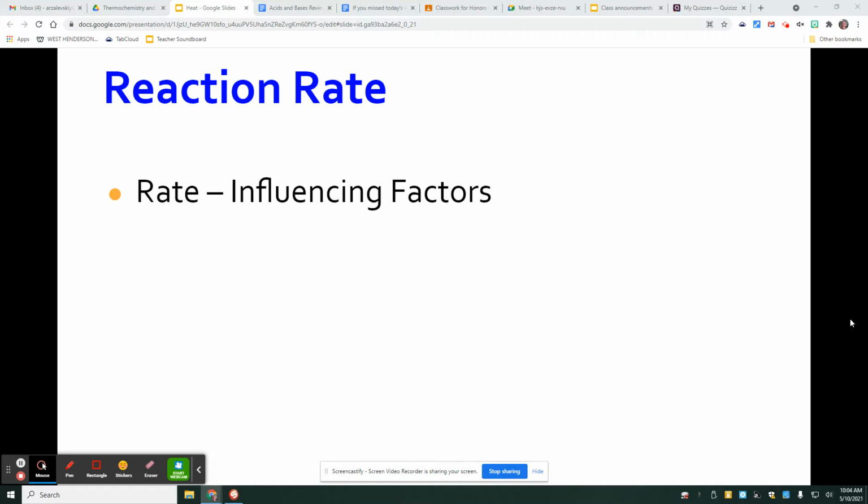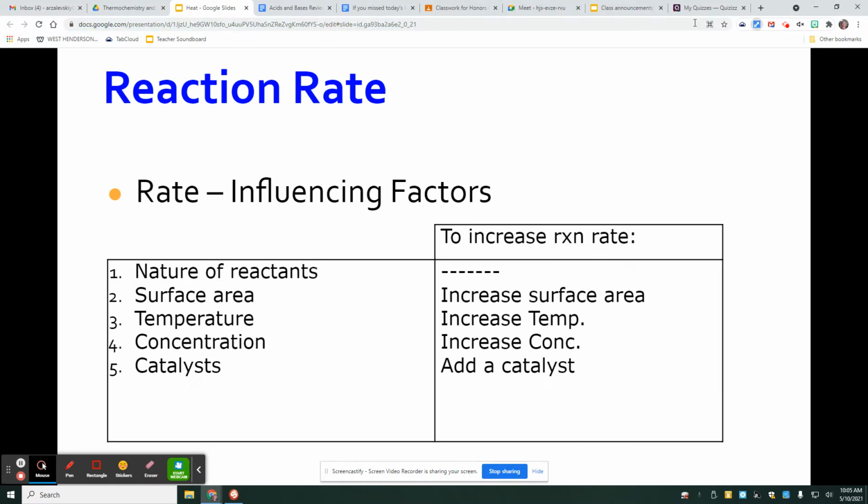So not every collision is an effective collision, but the more collisions you can have, the more of a chance you have for an effective collision. I have a list of about 5 rate influencing factors that we're going to talk about here, according to the collision theory, and explain why they influence the rate according to the collision theory.